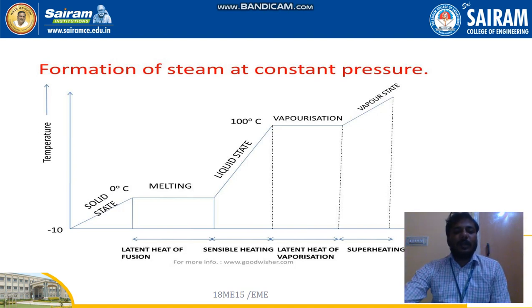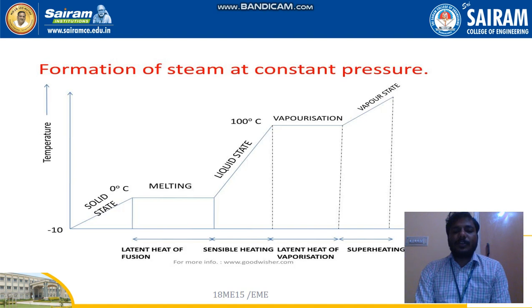In between, whenever it is in the form of a liquid, we call it sensible heating. Whenever it is in the form of vaporization, that is what we call the latent heat of vaporization. Whenever it is in the vapor state, that is what we call superheating. So this is how, generally, the formation of steam takes place at a constant pressure.